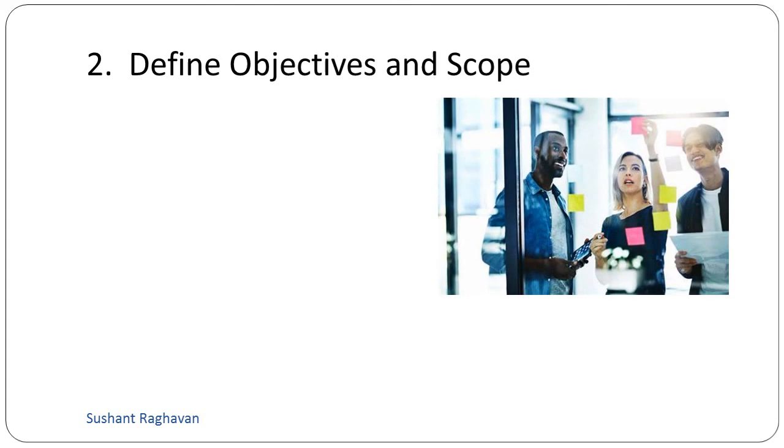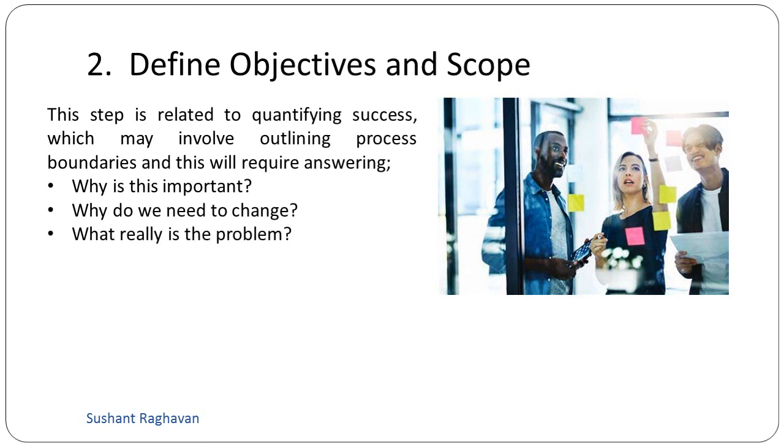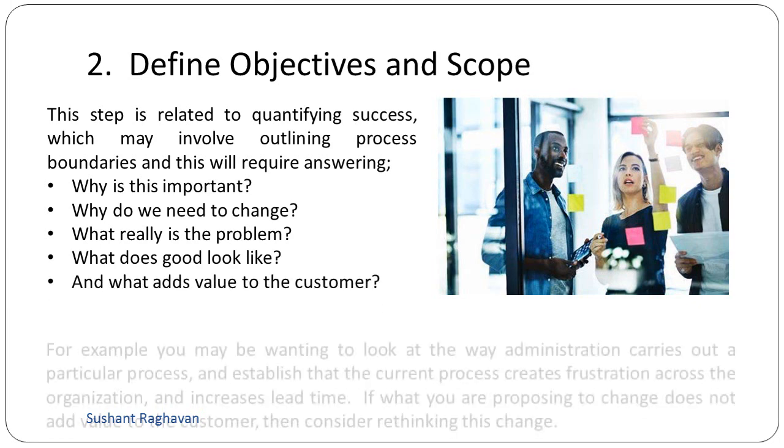Define objectives and scope. This step is related to quantifying success, which may involve outlining process boundaries, and this will require answering why is this important, why do we need to change, what really is the problem, what does good look like, and what adds value to the customer.